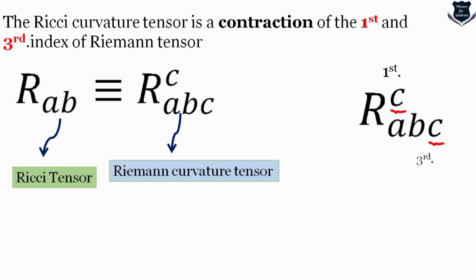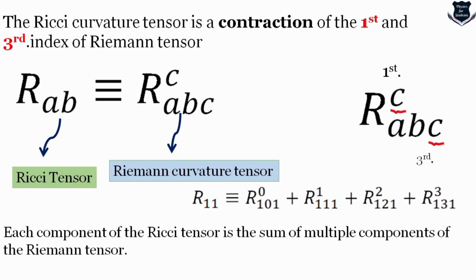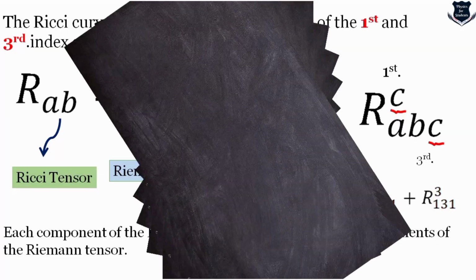So you see this has been contracted. That means it has not yet been shown, right? The Ricci tensor, just we have written A and B, we have ignored C. So each and every component of the Ricci tensor is a multiple of components of the Riemann tensor, which is this. So R11 multiplied by R101, 111, 121, 131, and so on. And the top changes from 0, 1, 2, 3, and so on. So each component of the Ricci tensor is the sum of the multiple components of the Riemann tensor. So this more or less clears our idea of geodesic deviations, how things are moving.